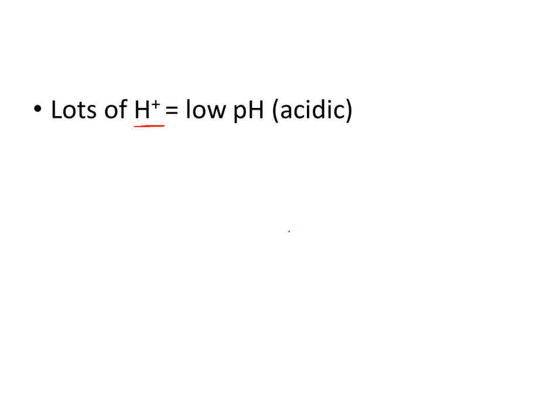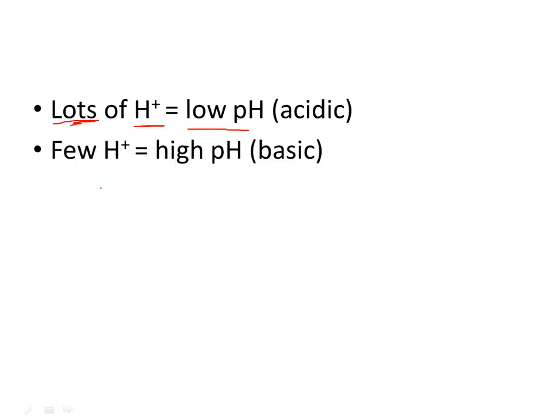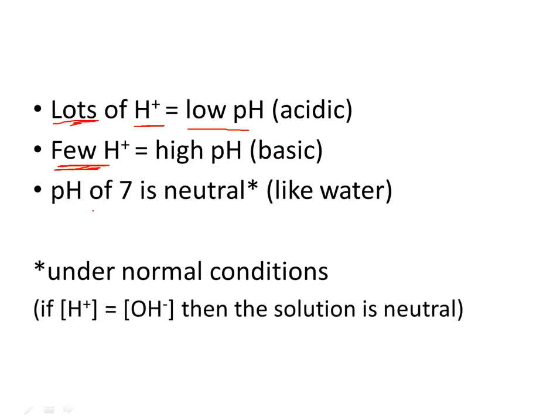It's a logarithmic scale. Remember, lots of hydrogens means low pH. So if you have a pH of like 1, that means there's a lot of hydrogens in there. Few hydrogens gives you a high pH. So if you have a pH of like 12, that means there's not that many hydrogen ions, really hydronium ions, in the solution. And the middle of the scale is 7. So 7 is considered to be neutral. Under 7, that's acidic. Over 7, that's basic.